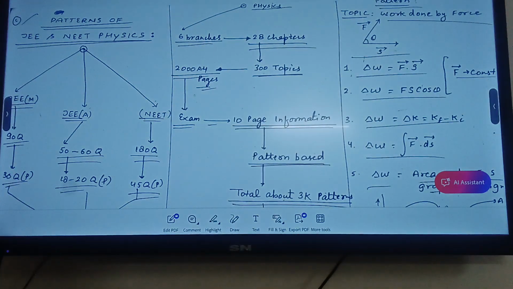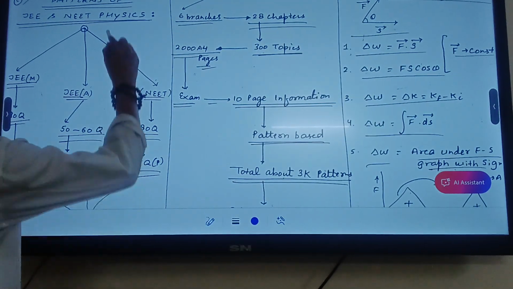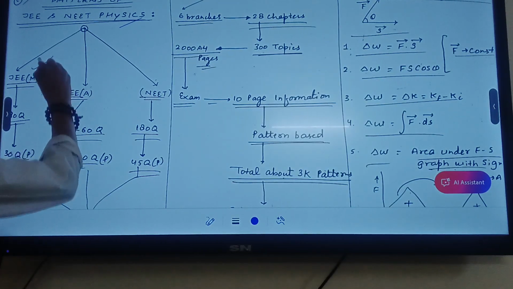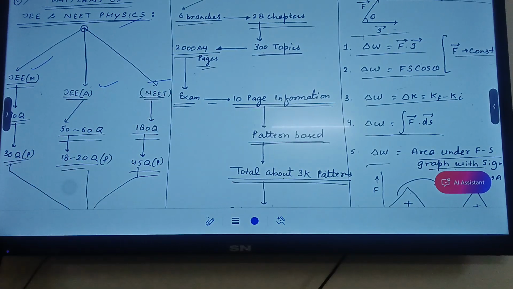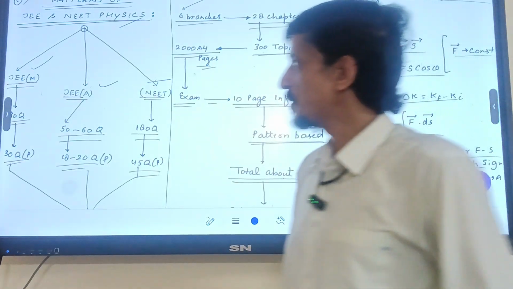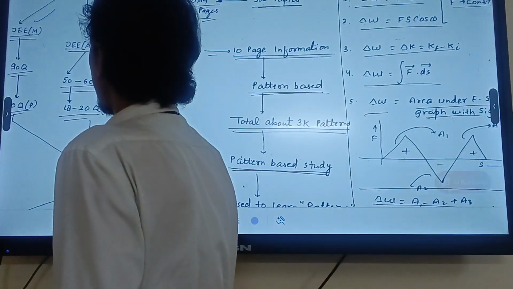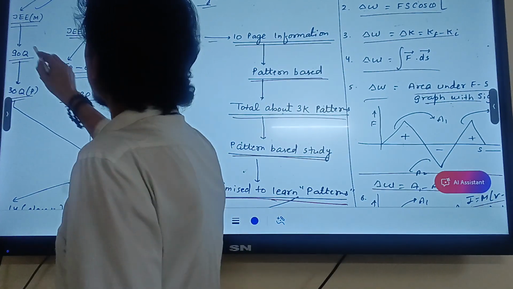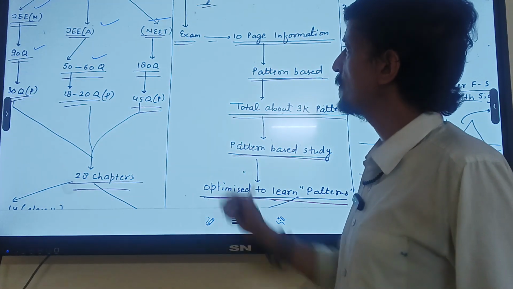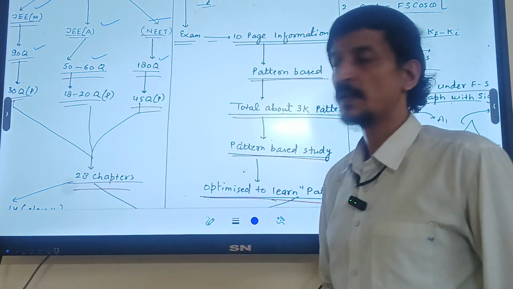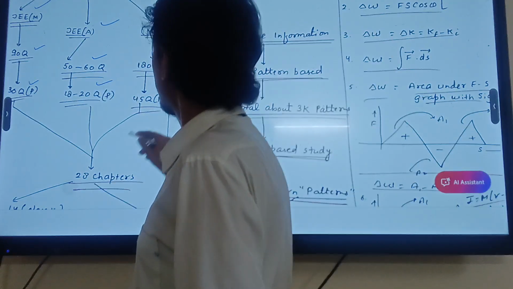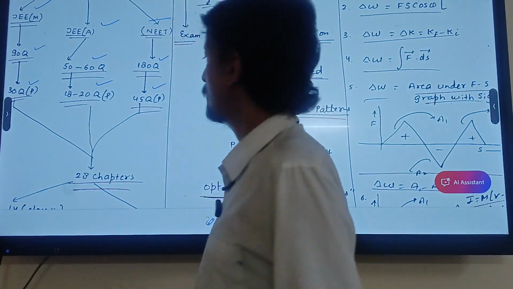So the topic of discussion is patterns of JEE and NEET physics. Broadly we can categorize the exams into JEE Main, JEE Advanced and NEET. First of all, let's see the pattern of the exam, the number of questions. As far as JEE Main is concerned, there are 90 questions. In JEE Advanced, it varies every year, between 50 to 60. And in NEET, there are 180 questions. In physics, 30 questions in JEE Main, 18 to 20 in JEE Advanced, and 45 questions in NEET.